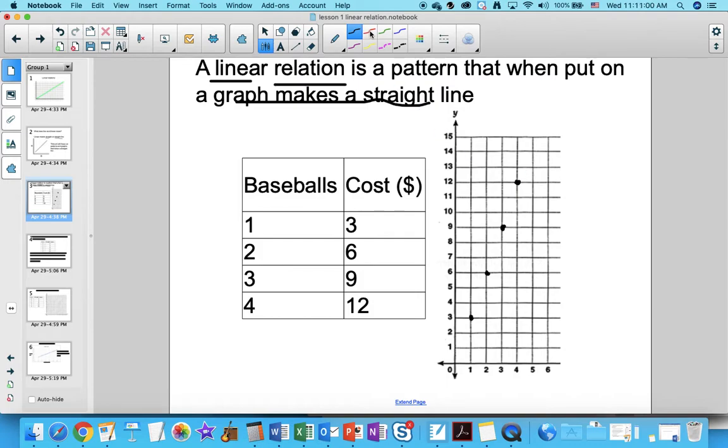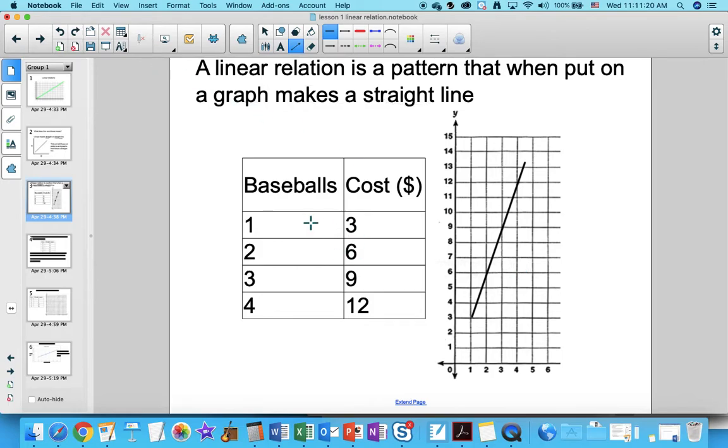So if I were to draw a line connecting these dots, now, actually, you know what? Let's do this instead. If I were to create a line connecting these dots, you would see that it follows a straight line. So we can say that this is a linear relation, right?